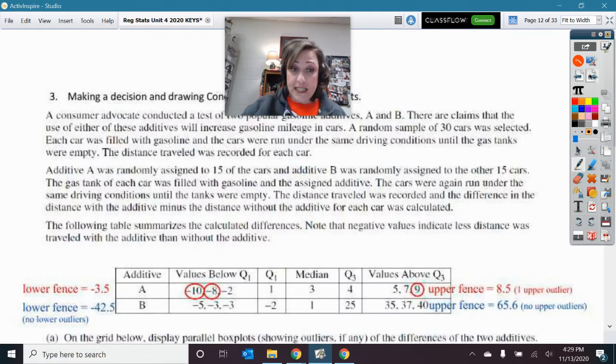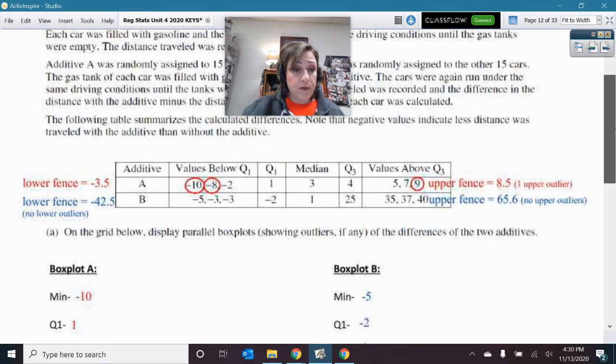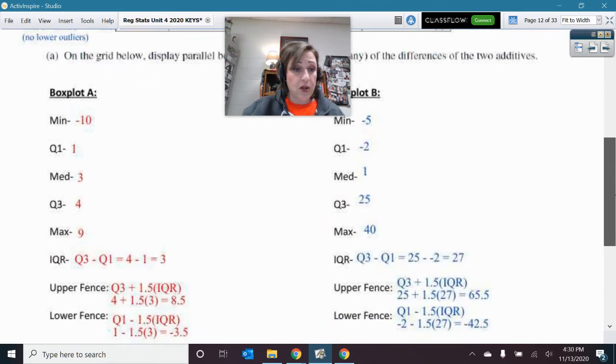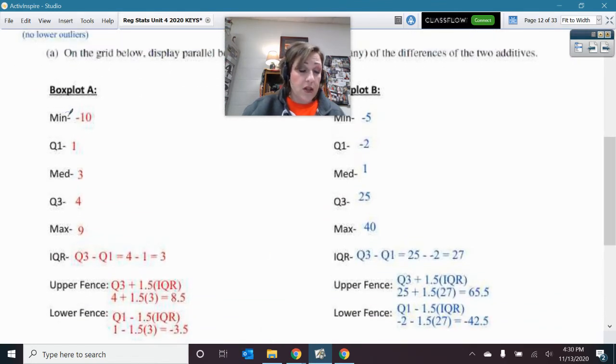All right, on this next one, you were given this information, and what this gave you down here was the Q1, the median, the Q3, and then we had the pieces of data below and above those Q1s and Q3s. So what I did was I put down here all of the 5-number summary, and that then allowed you to get the IQR and the fences. So this should have guided you on how to do those on those two sets of data.